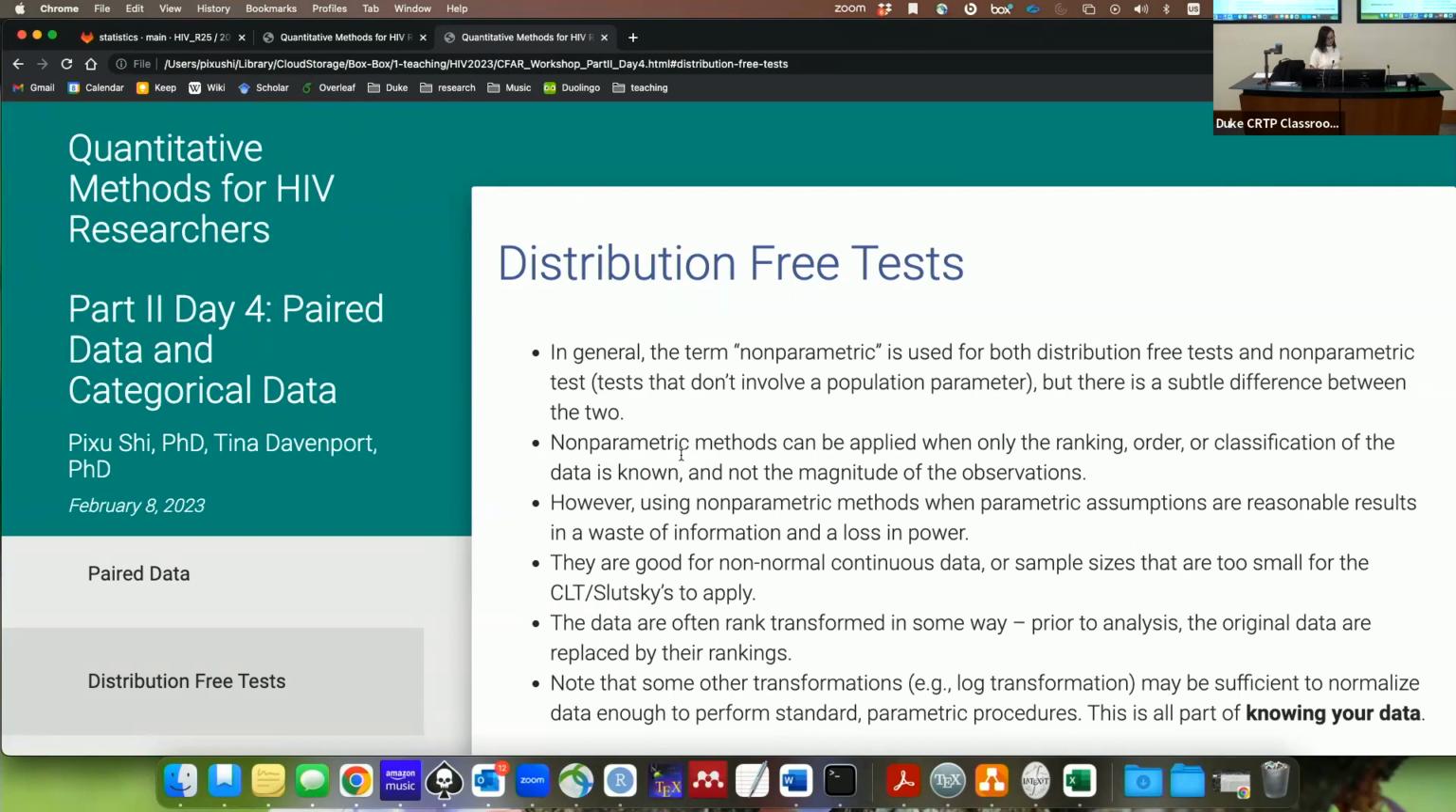And the non-parametric methods can be applied when you only have ranking instead of continuous measurement. So if you have, for example, in questionnaires, 1, 2, 3, 4, 5 categories, and you cannot really say if the difference between 1 and 2 is the same difference as the difference between 2 and 3. In those situations, it's actually more valid to use non-parametric testing instead of treating the 1 to 5 as continuous measurement.